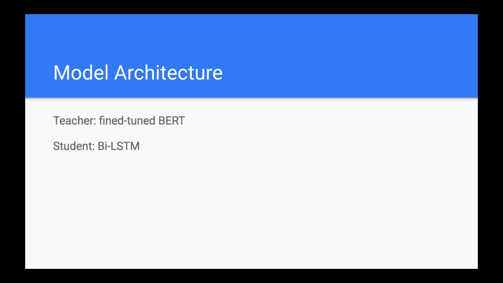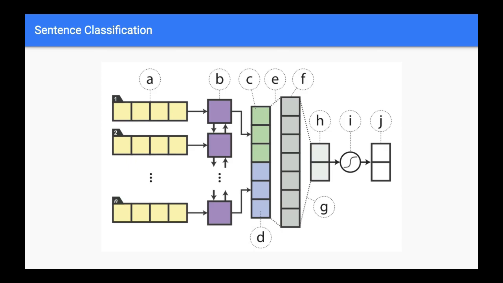Their model architecture: the teacher neural network is a fine-tuned BERT. They are doing this for some specific task, so they have BERT as an encoder plus one prediction layer to do the given task, for example sentence classification or sentence alignment. So they fine-tune the BERT model on those downstream tasks. And their student is just a very basic bidirectional LSTM. This is their model architecture, teacher and student.